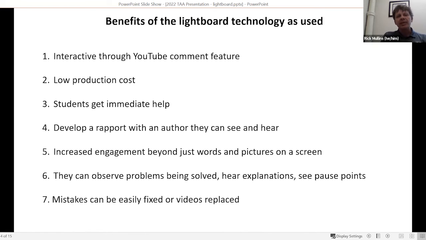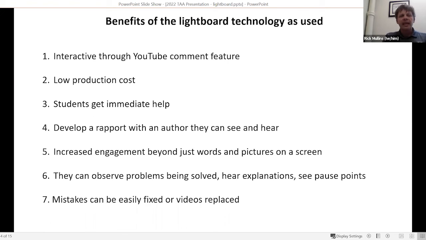So what are the benefits of the Lightboard technology as used for the solutions manual on YouTube? They can become interactive. Over the course of the last year where people were first adopting the book, I actually had conversations with a few students through the YouTube comment feature where they would actually post and reply to a video. Hey, I didn't understand why you did this thing. I would respond, they would respond, and everybody else would be able to kind of see this dialogue.